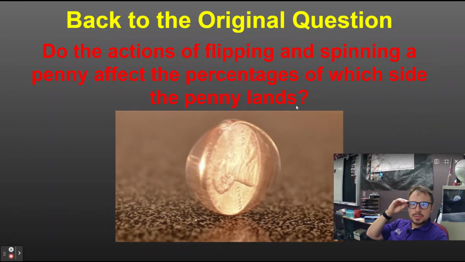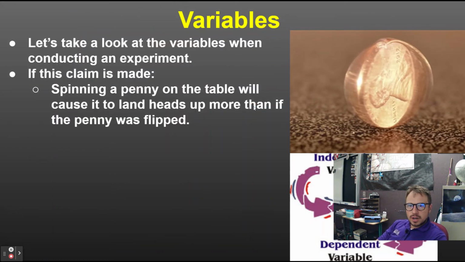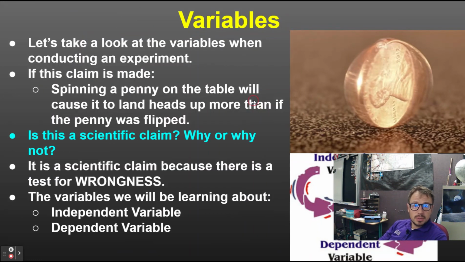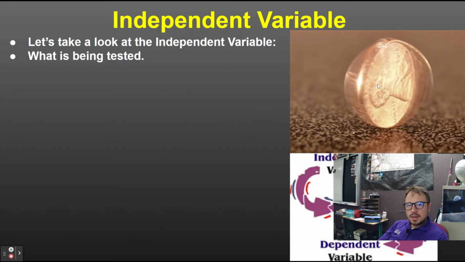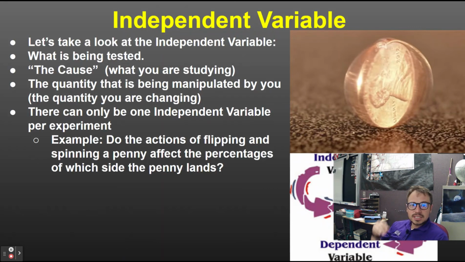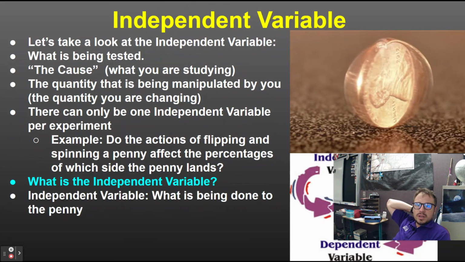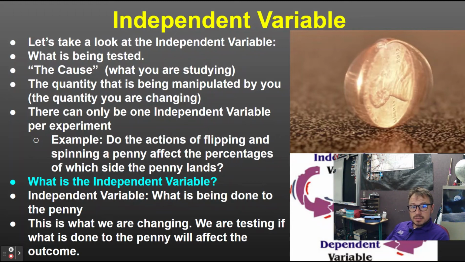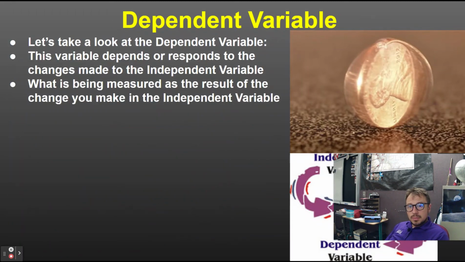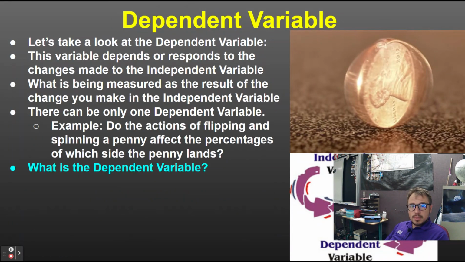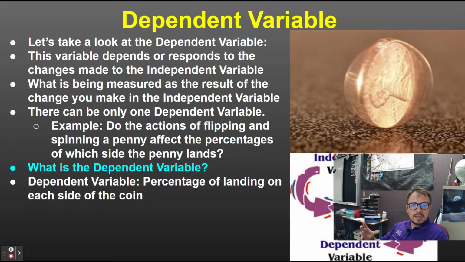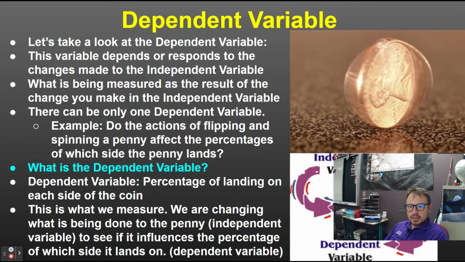Do the actions of flipping and spinning a penny affect the percentages of which that penny lands? So if we look at those variables again, it is a scientific claim. We can go out and test this. The independent variable: what is being done to the penny? That is what we're changing. The dependent variable is what is being measured, right? We are measuring the percentage that the coin lands on heads or tails.